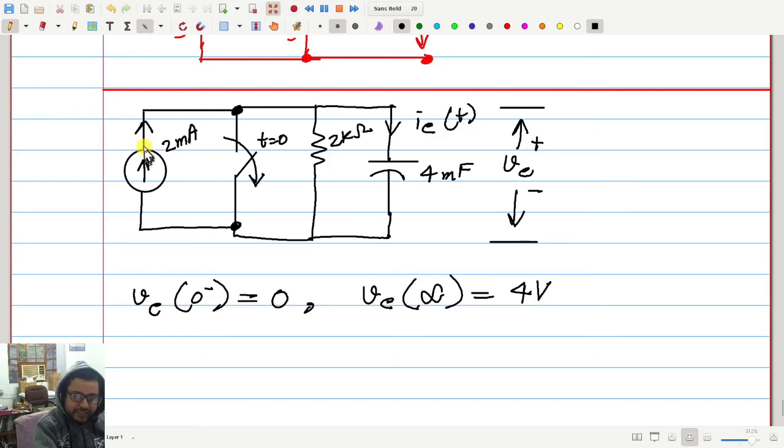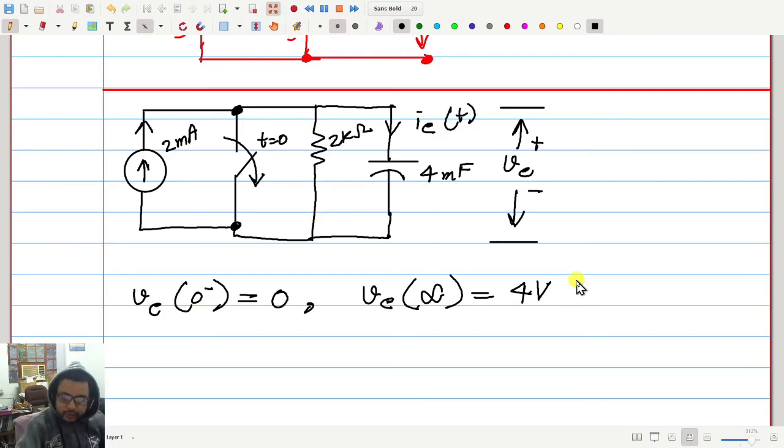Why? Because then this current will go through this resistance completely. Because the switch is open, no current can go through the switch. Current also cannot go through the capacitor at steady state, so the capacitor current should be 0. So this voltage will be 4 volt, and the entire current goes through this resistance. What else?